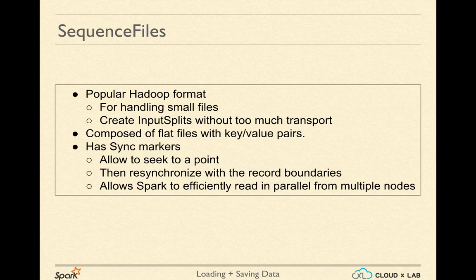It is composed of flat files with key value pairs. To facilitate the record creation, it has sync markers. These sync markers allow to seek to a point. These sync markers help in resynchronizing with the record boundaries, and thus such format allows Spark to efficiently read in parallel using multiple machines.